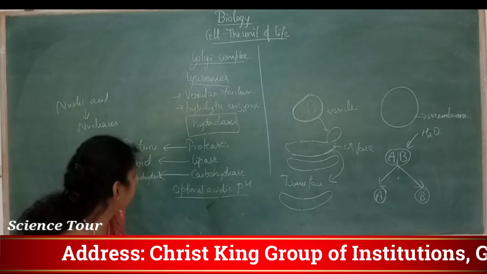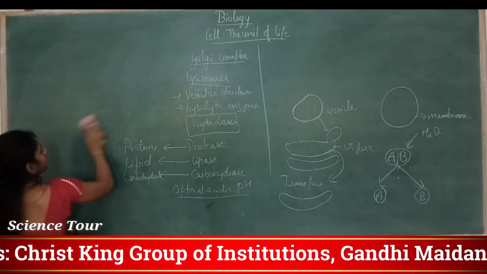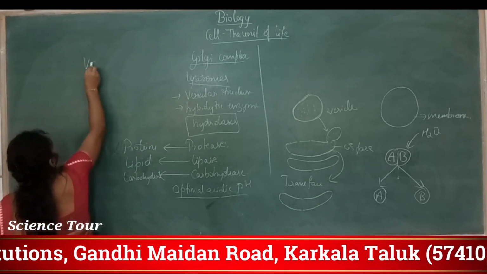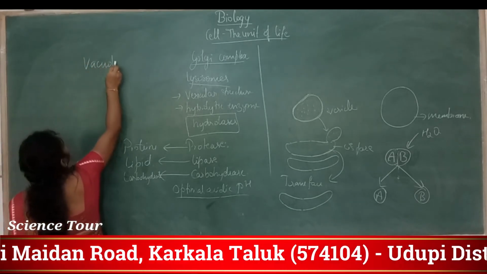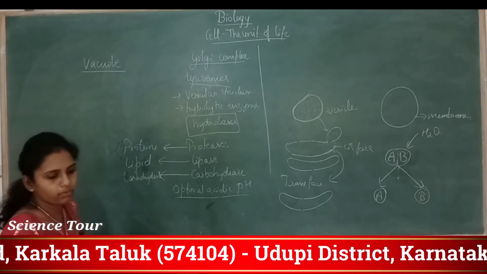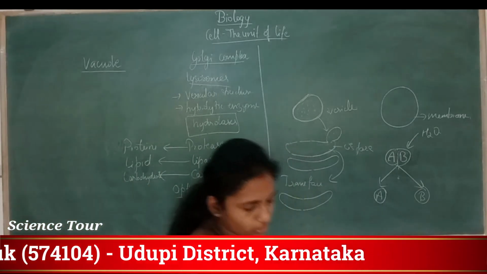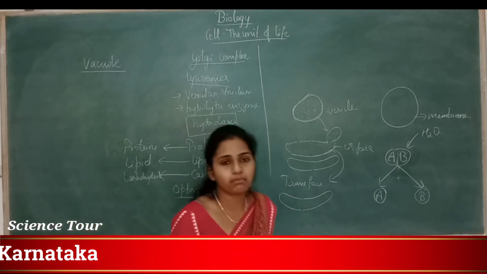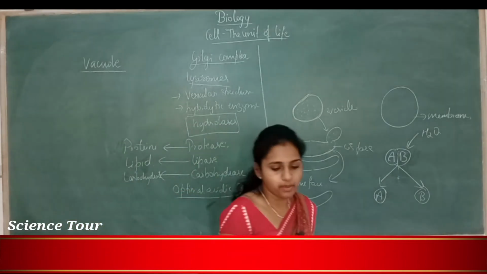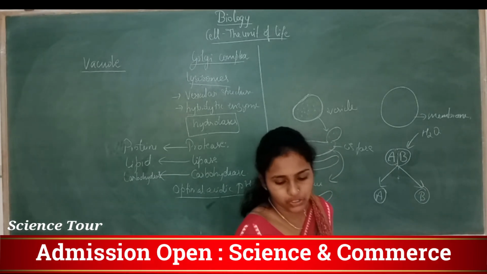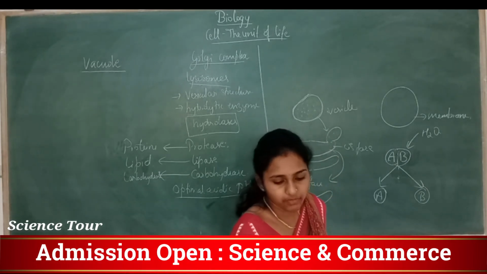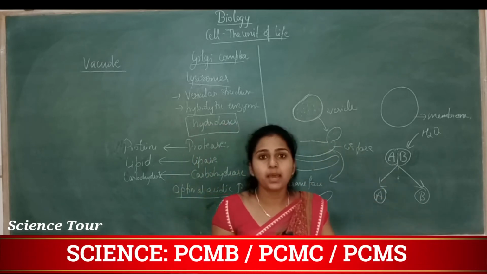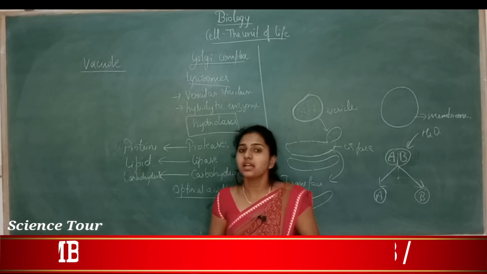Next we'll move to one more important organelle, that is the vacuole. Okay, vacuoles. Here it is also a type of membrane bound organelle, a membrane bound space inside the cytoplasm. It is nothing but the membrane bound space inside the cytoplasm.